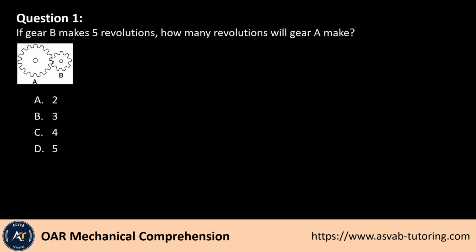Question 1. If gear B makes 5 revolutions, how many revolutions will gear A make? A. 2. B. 3. C. 4. D. 5. The answer is B.